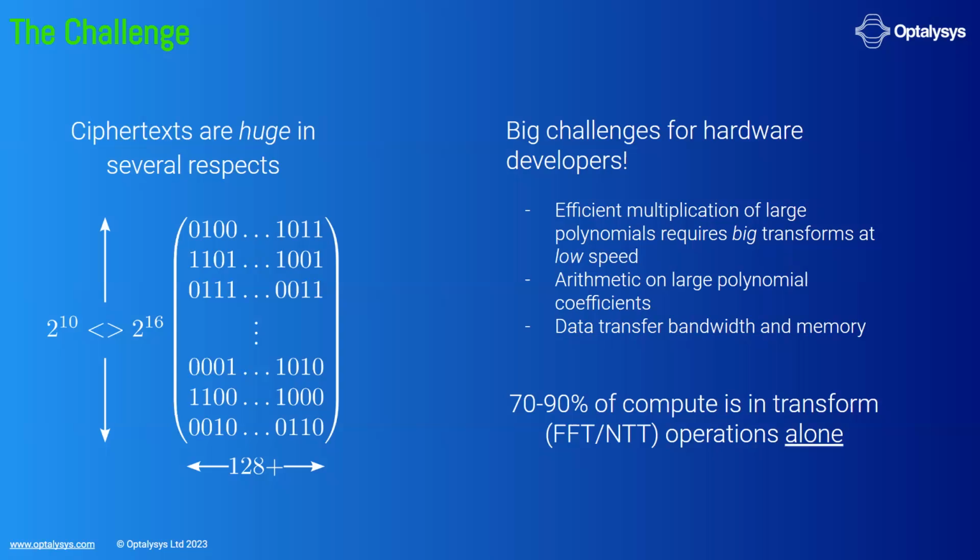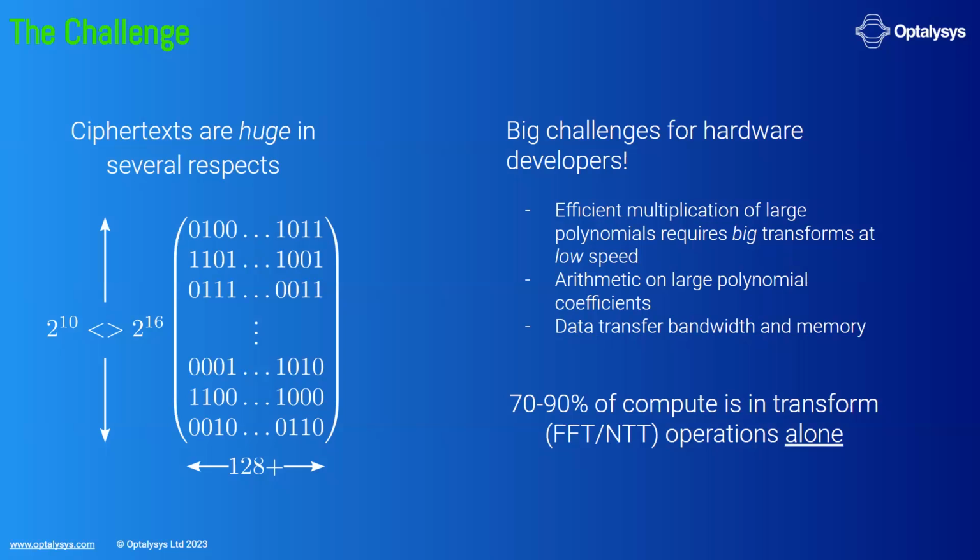FHE natively requires a lot of compute. We need arithmetic on large numbers that do not fit well with standard computing architectures, such as your regular CPUs. And a big part of that is large-scale polynomial multiplication. So that is a big chunk of the arithmetic.